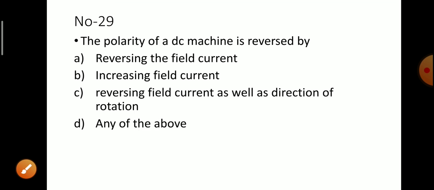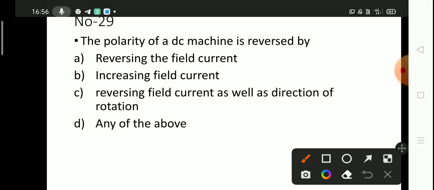Question number 29. The polarity of a DC machine is reversed by: A. Reversing the field current, B. Increased field current, C. Reversing field current as well as direction of rotation, D. Any of the above. And the right answer is A. Reversing the field current.